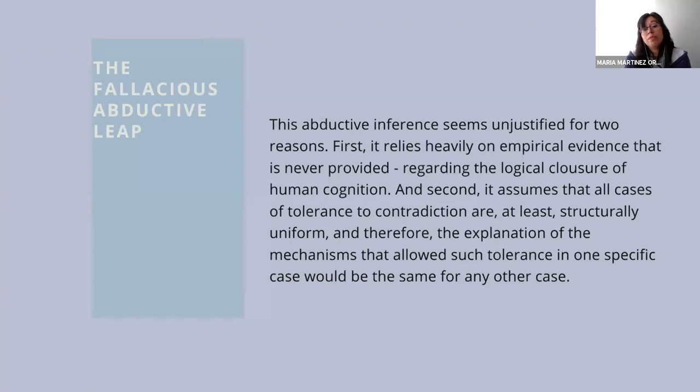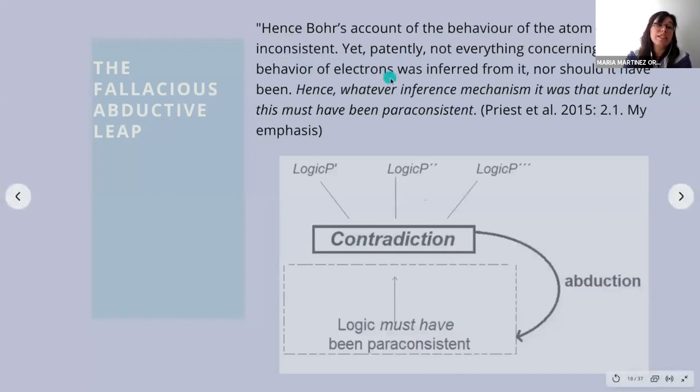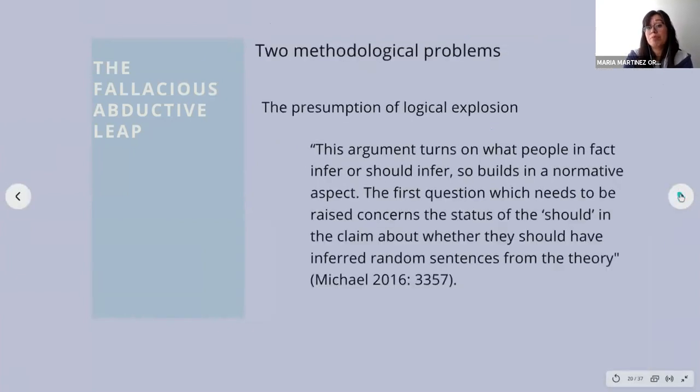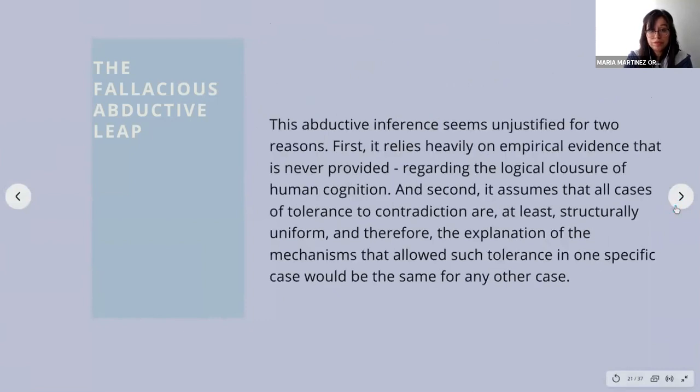And second, the problem that one can see in this abductive leap is that it assumes that all cases of tolerance of contradictions are at least structurally uniform. So it doesn't really matter which is the particular case: people like Graham Priest can infer that, as the reasoning is not trivial, the consequence relation that is closing this chunk of reasoning must have been paraconsistent. And so what ends up happening is that it ignores the historical and contextual particularities of the reasoning being carried out in these contexts. And therefore, the explanation of the mechanisms that allow such tolerance in one specific case would be the same for any other case, as we can see especially from a Priestian standpoint.